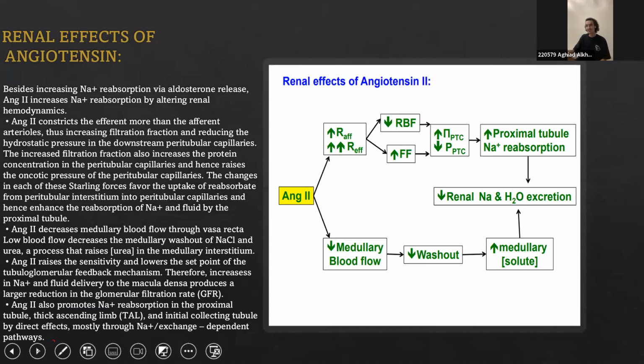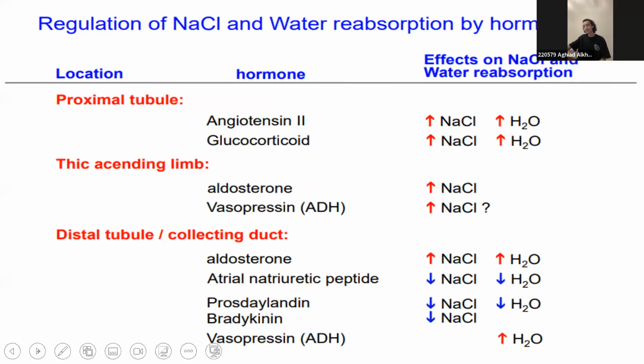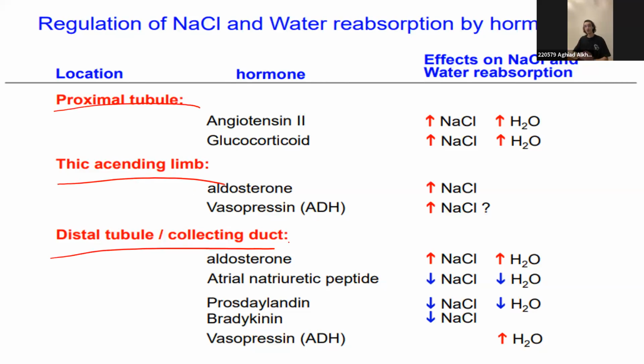I barely eat anyway. So, the regulation of sodium and water reabsorption by hormones. Now we have different locations, right, and the hormones that affect these locations and their effects. In the proximal tubule, you have angiotensin 2 and glucocorticoids affecting. Again, remember what angiotensin does? It increases the sodium and water reabsorption. We want these.